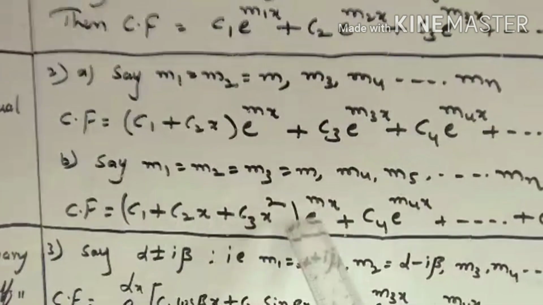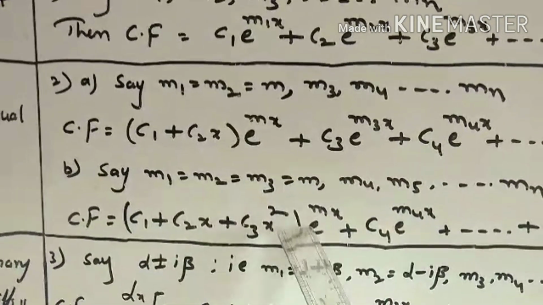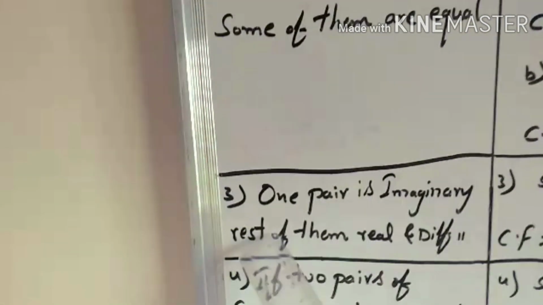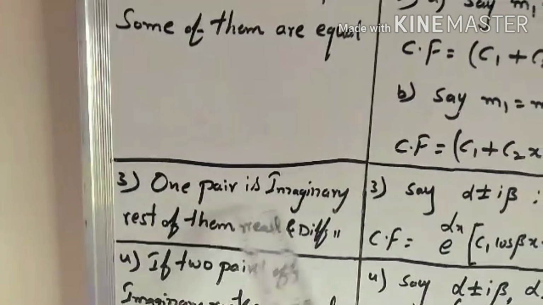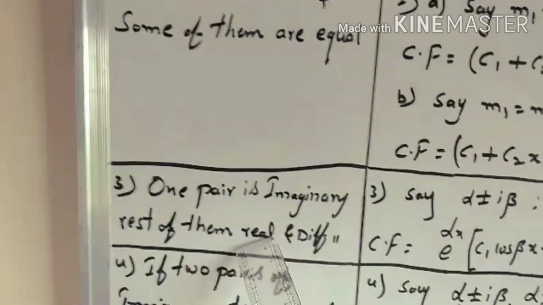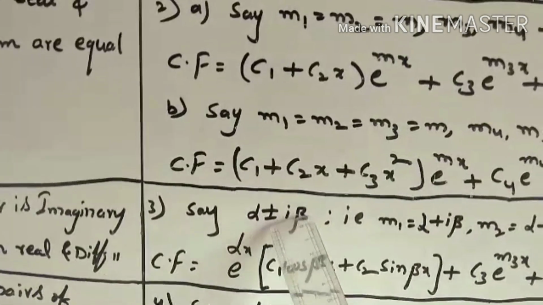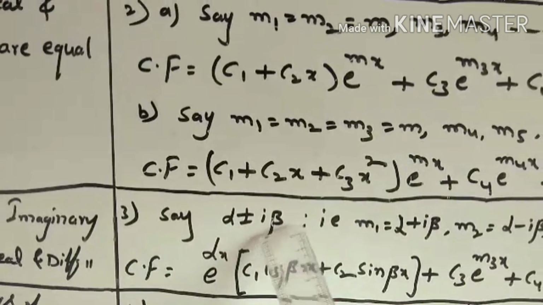Okay, into e to the power of that common root, e to the power of mx into the rest of roots. Now next, third point. Third point is one pair is imaginary, rest of them are real and different. One pair is imaginary. Imaginary roots means alpha plus or minus I beta. So these are the imaginary roots.